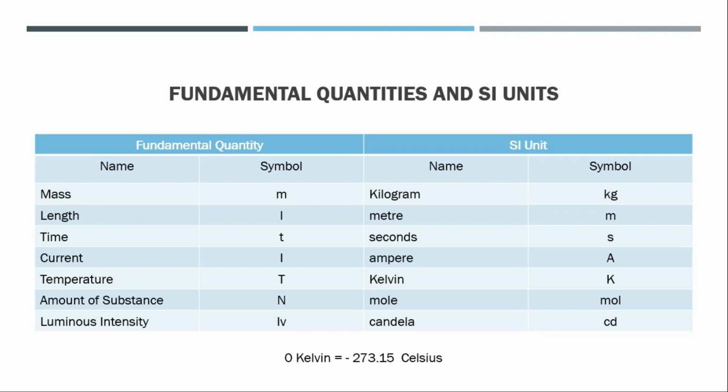Somebody is saying, but sir, you did not look at the amount of substance. That's more for chemistry, mole for chemistry. When I do basic chemistry with you, I will talk more about that. And we have luminous intensity, which I won't be looking at. Your physics teacher will be looking at that. But this chart is relevant to chemistry, physics and biology. Alright, let's move on. Remember here, 0 Kelvin equals minus 273.15 Celsius.